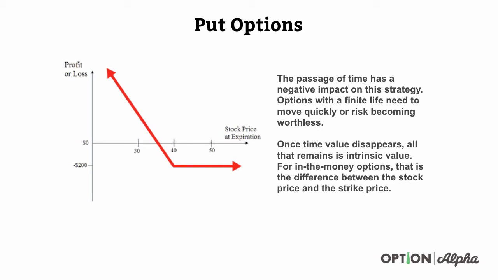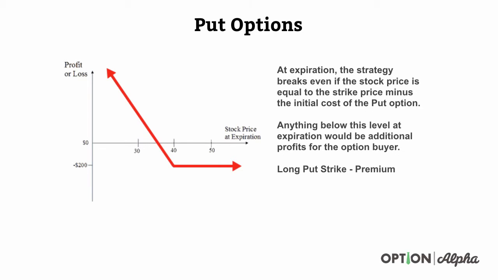Now, the passage of time, just like with call options, with a long put option and long call option always negatively impacts the options. Options are finite. They have a definitive date in which they expire. So as time passes and time erodes, the value of these options goes down because there is less time for the stock to swing into a potential profit zone. At expiration, the strategy breaks even if the stock price is equal to the strike price minus the initial cost of the put option. Again, anything below this level at expiration would be additional profits for the option buyer.